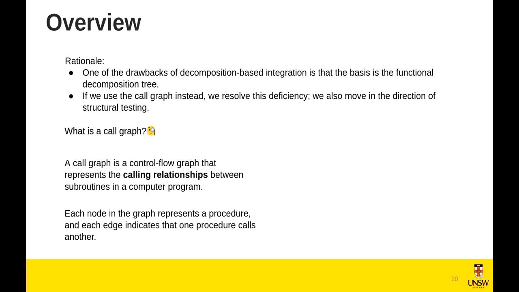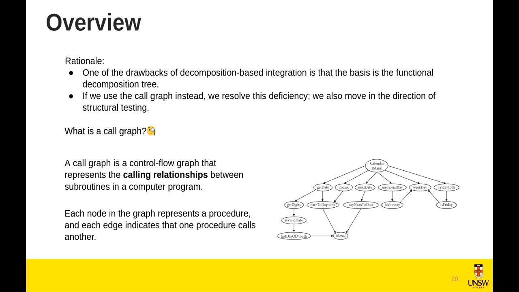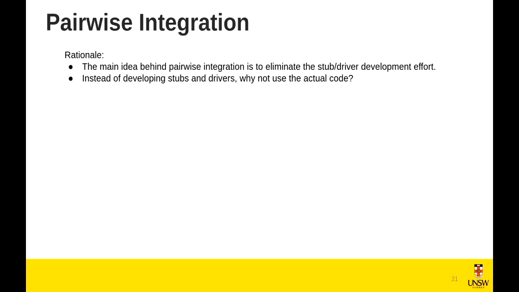Each node in the call graph represents a procedure, and each edge indicates that it is a directed graph. So each edge from one node to another means there's a call from one node to the other. This is the definition of call graph, and this is an example call graph based on the calendar program we just used. You can see that the main function is calling some other functions, and different functions could have different callers and callees. So this is a call graph, and we can use it to integrate individual components.